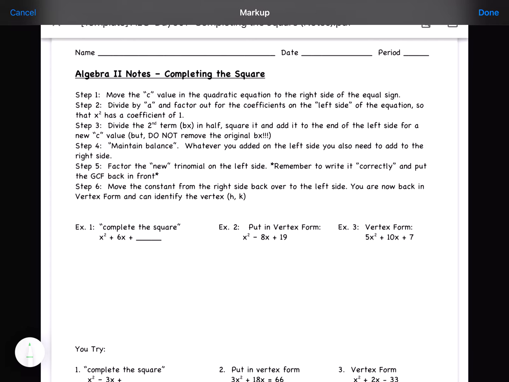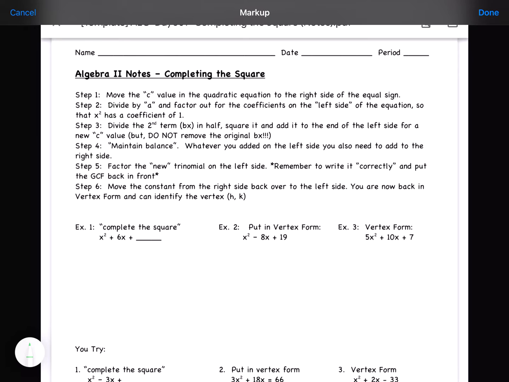Step 3 is where we really start to do a lot of the actual work. We divide the second term, the b term, in half. Then we square it and add it to the left-hand side for a new c value. We still leave that bx there. And to maintain balance, we add whatever we add on the left side to the right-hand side.